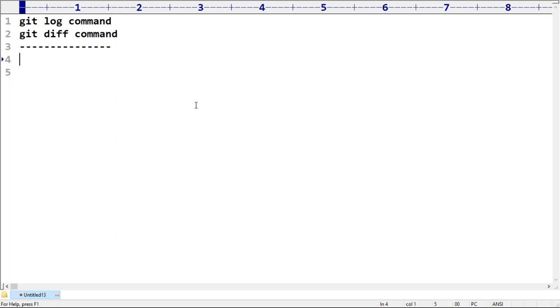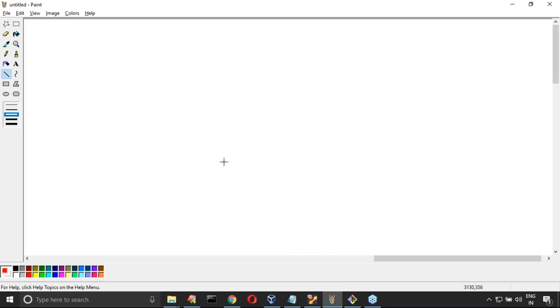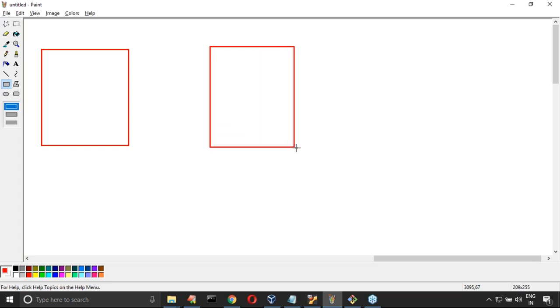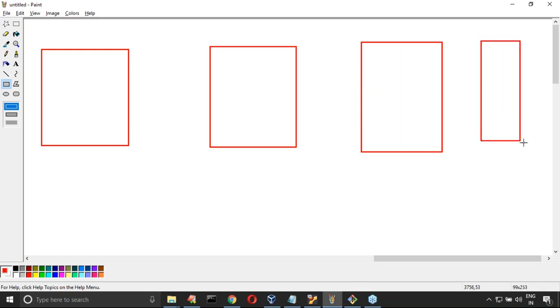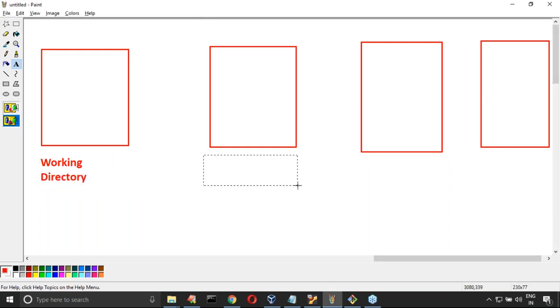In Git, do you know in what various locations our files are available? Can you please confirm in which locations our file may be there? Can you spell out these four areas? No explanation is required, because from the first class onwards we have been discussing this. What is the first one? The working directory.